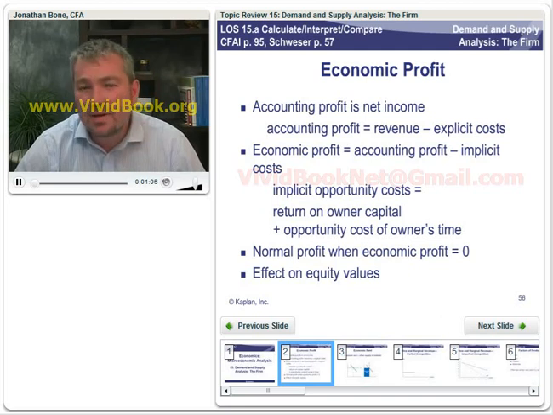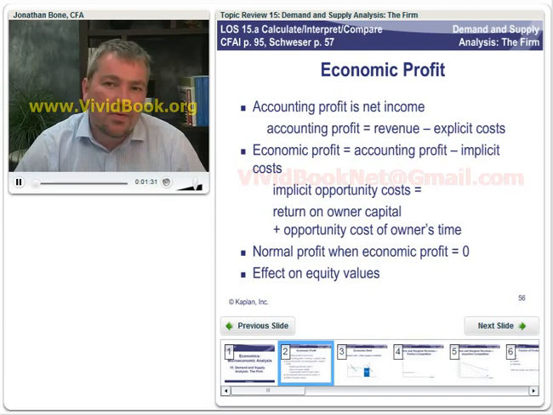Well, what would that be? Opportunity cost is always the cost of the next best alternative. In other words, it would be the earnings that the owner could generate operating on the next best job rather than running this business. Therefore, our economic profit is accounting profit minus the implicit cost, minus the investors' required returns, if you like.